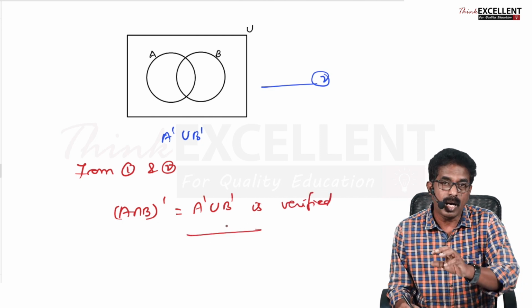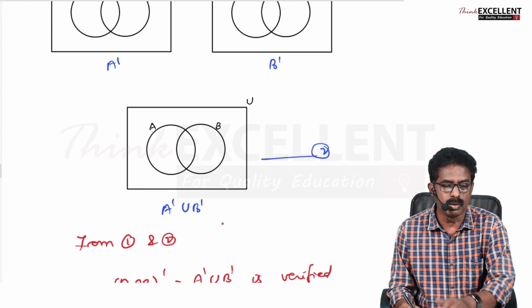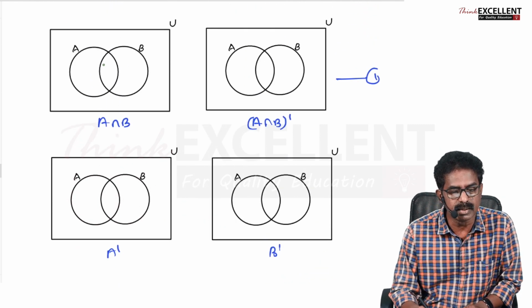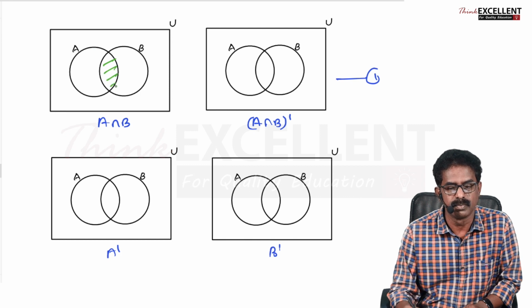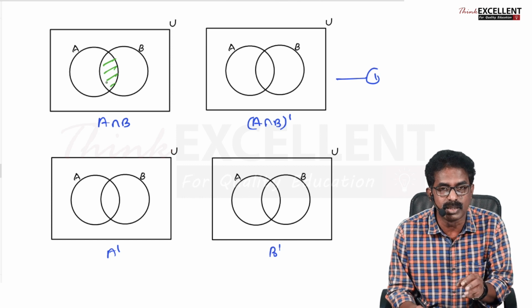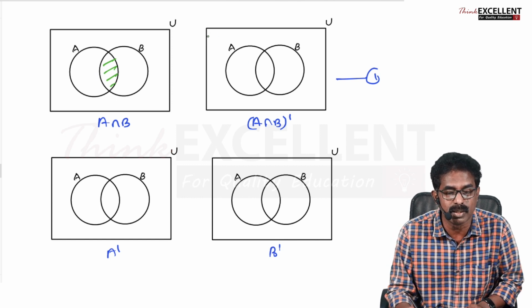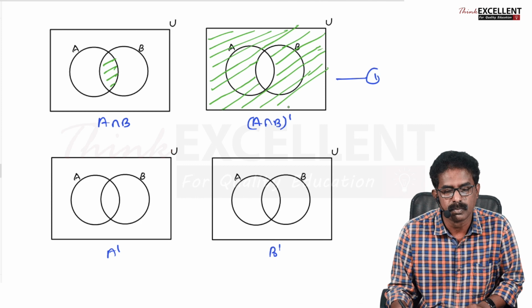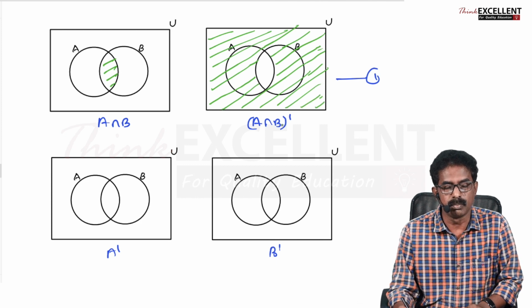So A dash means outside A, right? Outside A, but in the universal set. Okay, listen here. First, what do you need? A intersection B. This is A intersection B. Next, (A intersection B) the whole dash. Leave that portion, shade the entire portion. All the remaining portions you shade, right? Except that A intersection B. Only that A intersection B portion you leave. You can shade all the remaining portion. So this is (A intersection B) the whole dash.